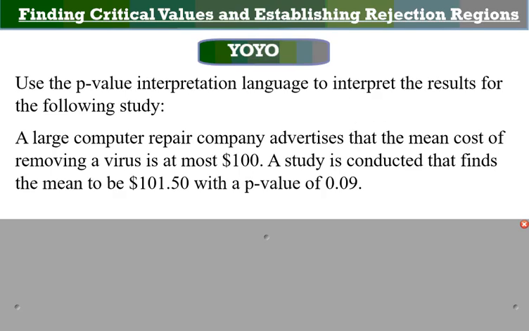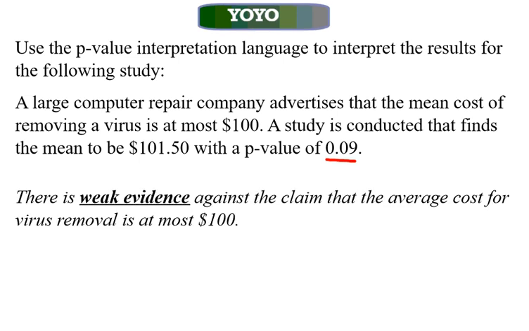I'm going to give you a chance to try one of those interpretations. So let's say a large computer repair company advertises that the average cost of removing a virus is at most $100. So at most would be $100 or less. A study is conducted and finds the average to be $101.50 with a p-value of 0.09. You try the interpretation. So you should have found that's 9% probability. At a 9% probability, that would be in the weak evidence. So there is weak evidence against the claim that the average cost for the virus removal is at most $100. So not great evidence. Probably the case that right now the null hypothesis, the original claim, can stand.